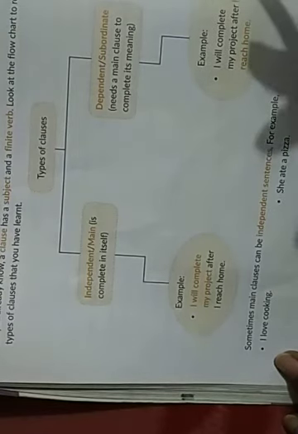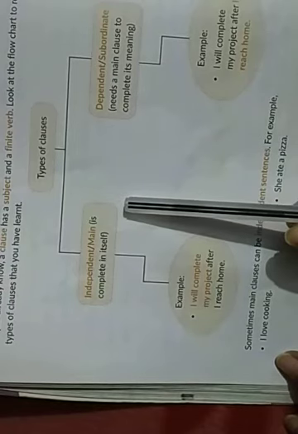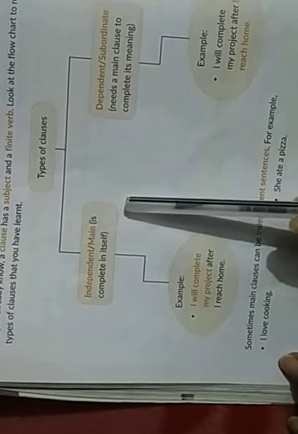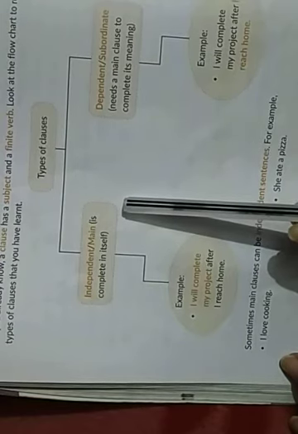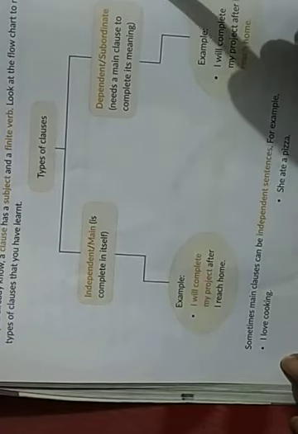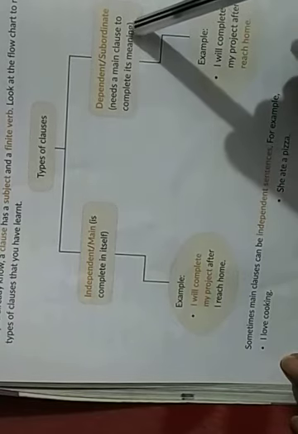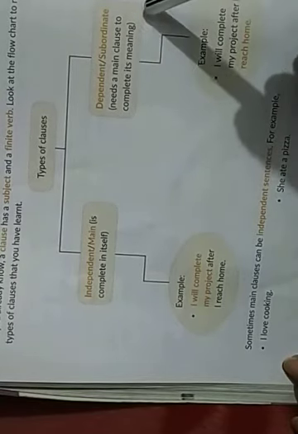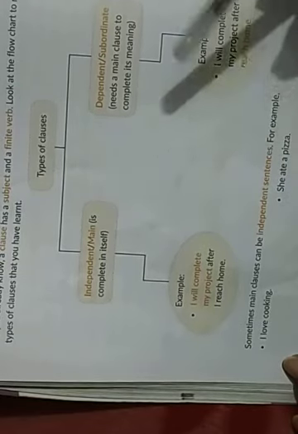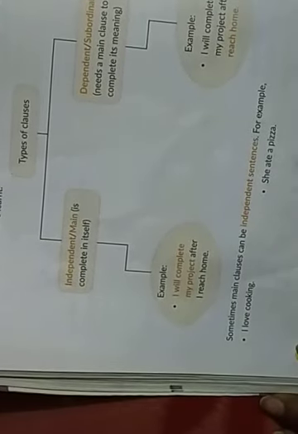Now what is the difference between the two? Independent clause is complete in itself. It will give you the complete meaning. It is not dependent on any other clause for the completion of its meaning. But dependent clause, from the name only it is clear that dependent clause needs a main clause to complete its meaning. So the dependent clause will need the main clause. It is dependent on the main clause for the completion of its meaning.